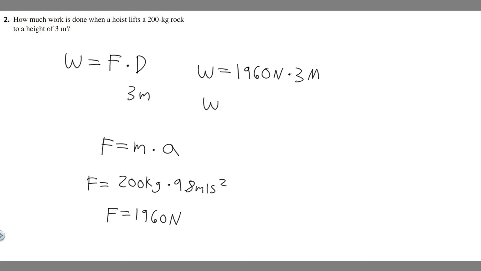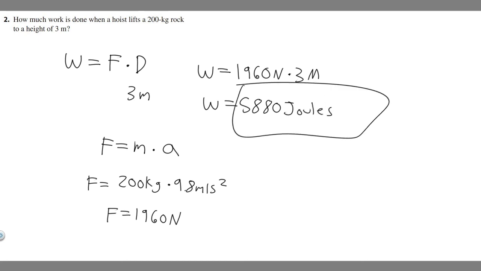If you go ahead and do this, you're going to get that work equals 5,880. And we know work is measured in joules, so it's going to be 5,880 joules. And that's going to be your answer to this problem.